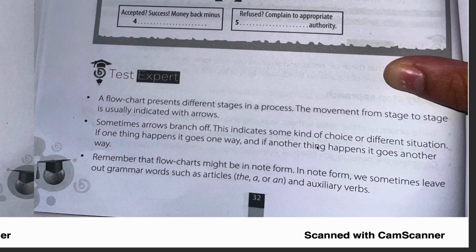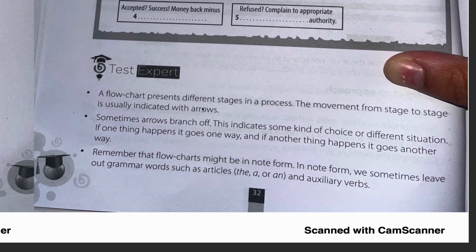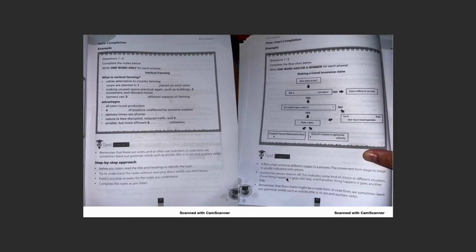So this is again testing your listening acumen. A flowchart presents different stages in a process. The movement from stage to stage is usually indicated with arrows. Sometimes arrows branch off. This indicates some kind of choice or different situation. If one thing happens, it goes one way, and if another thing happens, it goes another way. Remember that flowcharts might be in note form. In note form, we sometimes leave out grammar words such as a or an and auxiliary verbs. Okay?